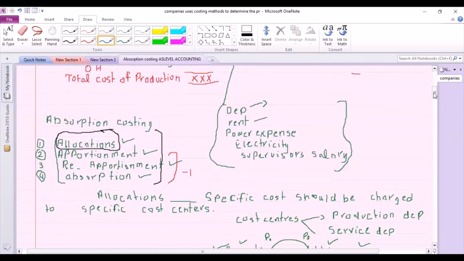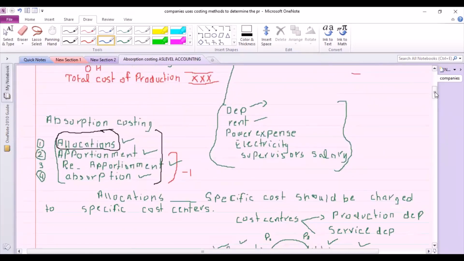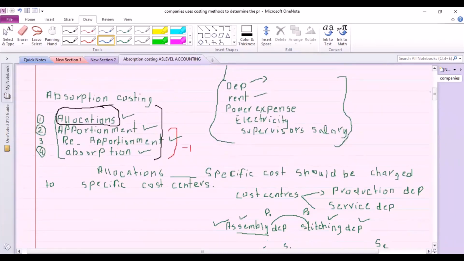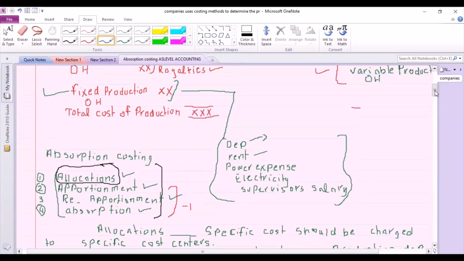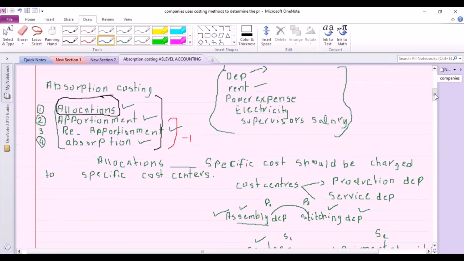Because fixed production overheads cannot be directly traced, meaning how many fixed overheads go into making one product, so that is why it is a little bit difficult. So absorption costing says there are 4 steps you should know and follow whenever you want to use absorption costing. Absorption costing gave us 4 steps.